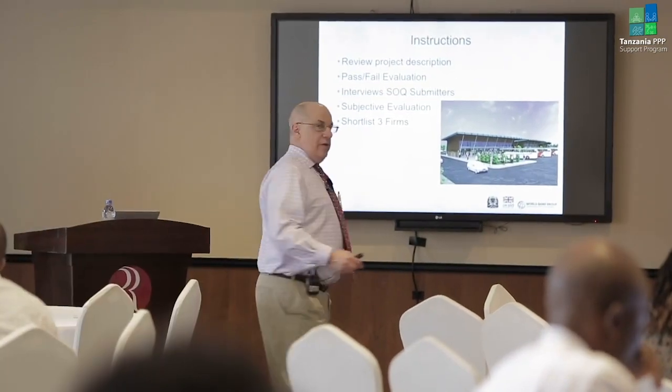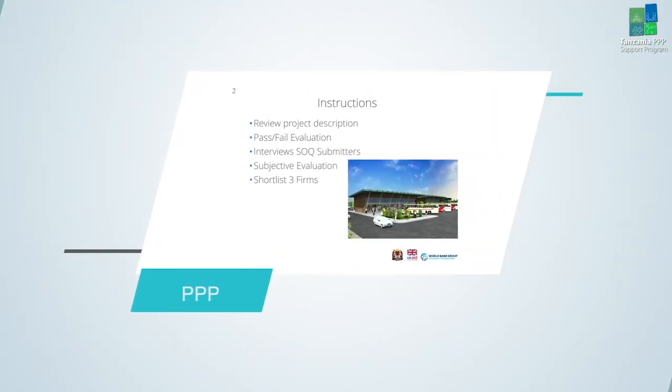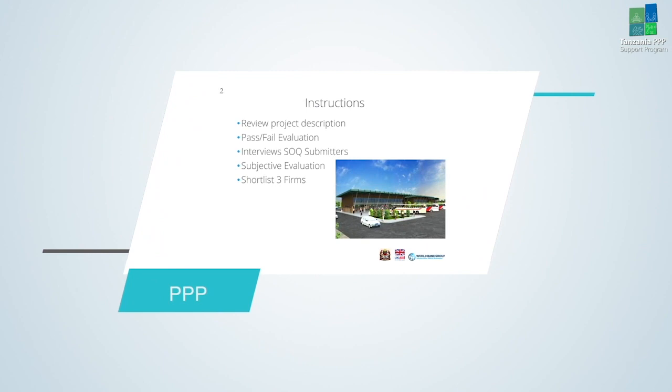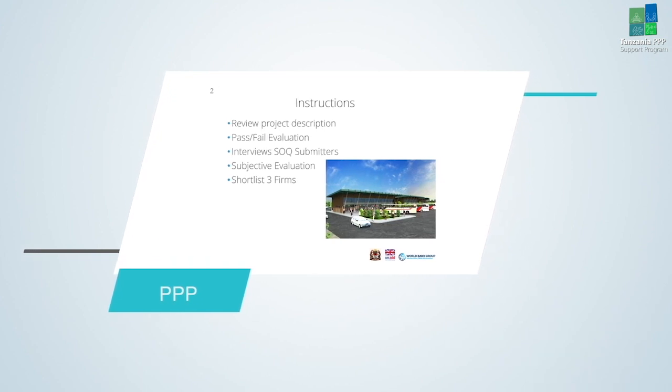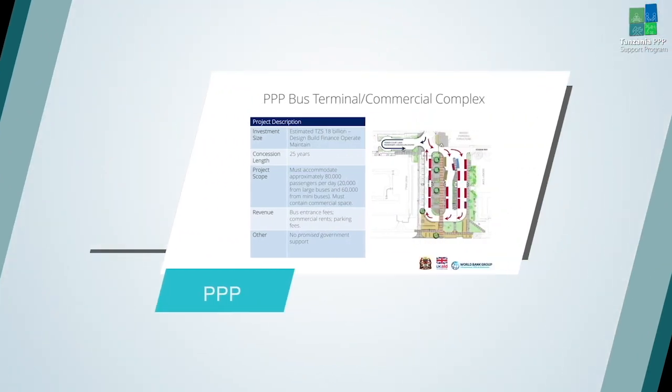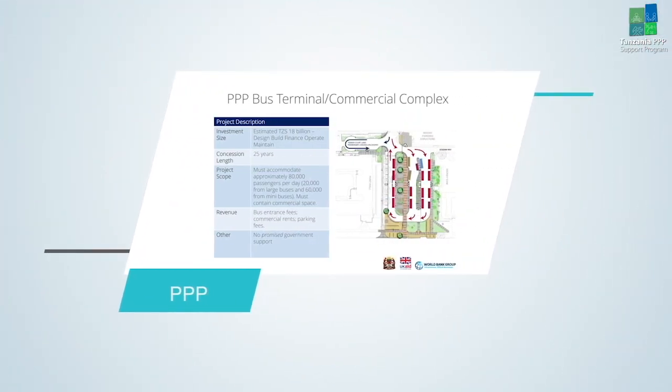Your job here is to eventually shortlist 3 firms. We're going to take this through the request for qualifications stage. So why don't we just walk it through? We have a bus terminal. Here's a description of the project. You have that. So you have a description.